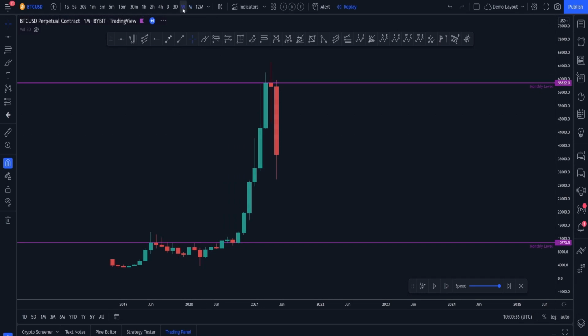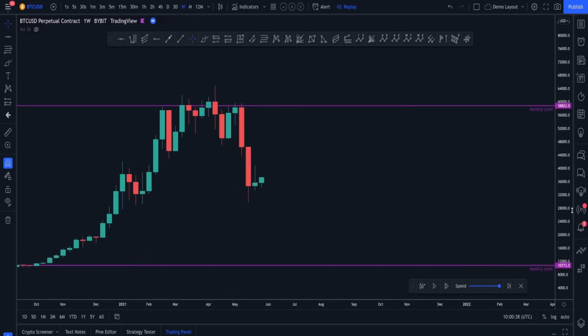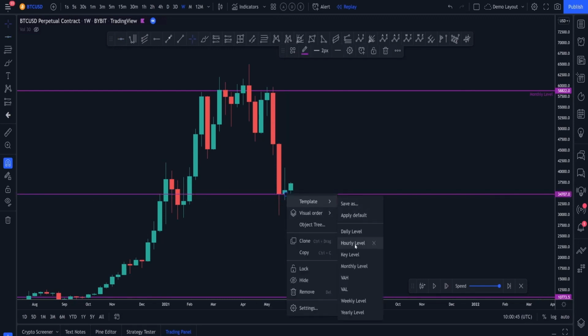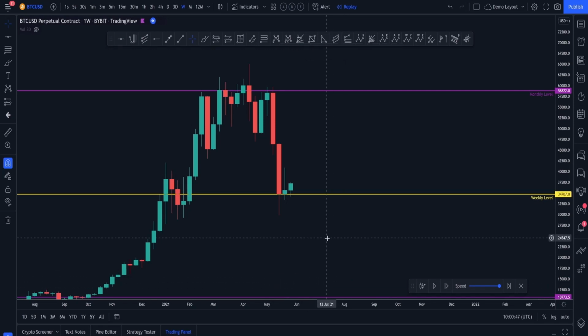Now let's switch to the weekly time frame and mark some weekly levels. Once again, using the horizontal line tool and selecting the correct template, we can now mark this level differently than the monthly level, so that every time we see these colors, we immediately know that these levels belong to the monthly or the weekly time frame, even if we are zoomed in lower time frames.